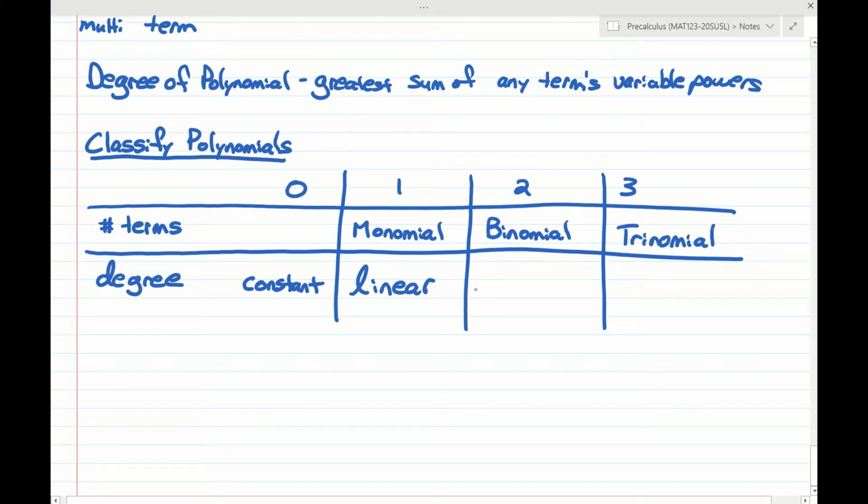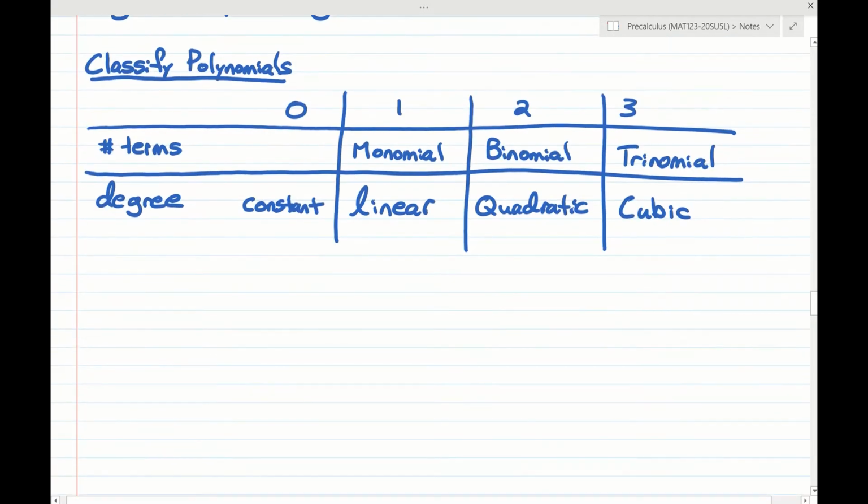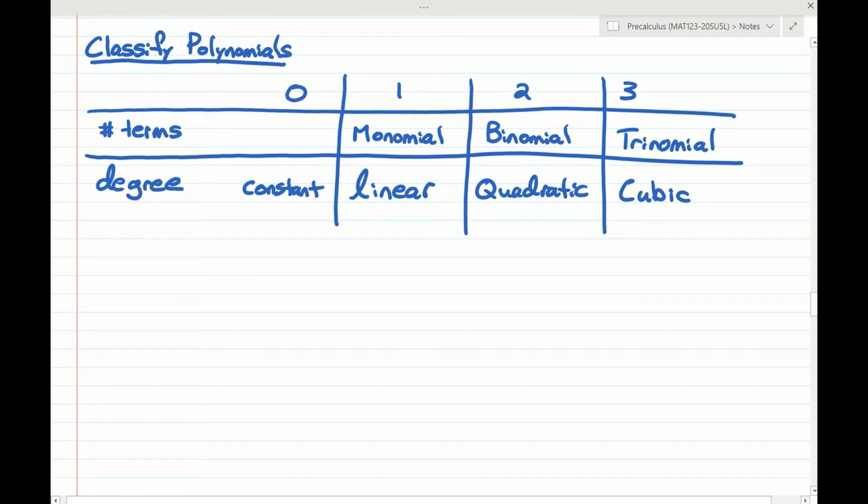Now, if the degree is 2, that's called quadratic. And if the degree is 3, the highest power of the expression, that's called a cubic. So let's take a look at some examples, and we'll classify them based on how many terms they have and their degree.